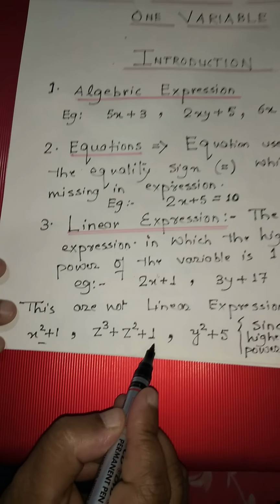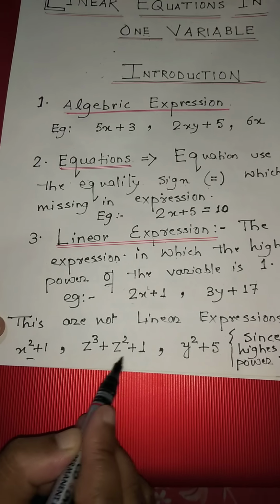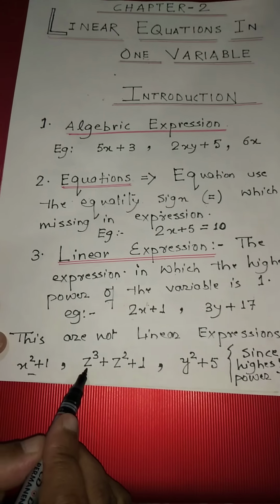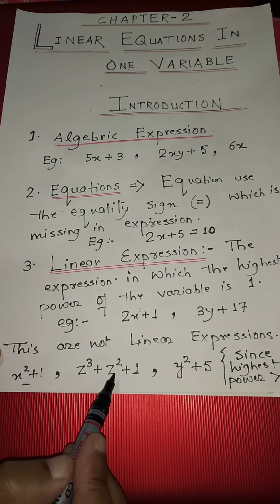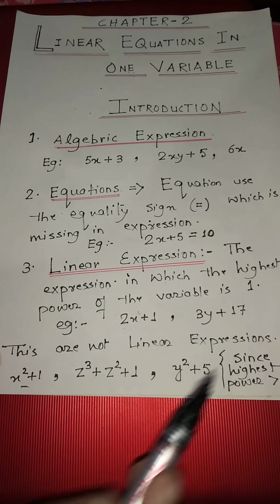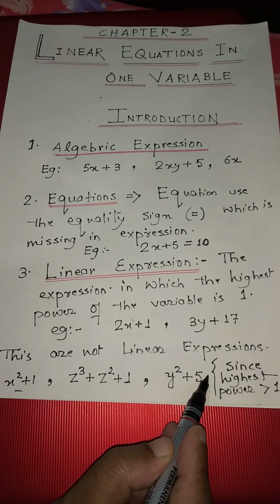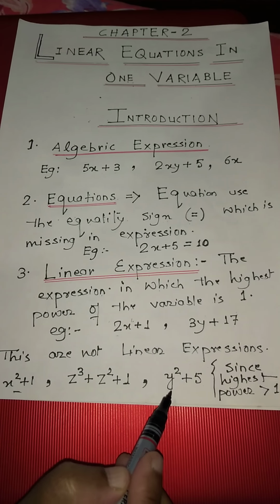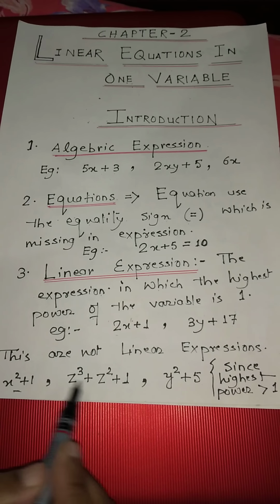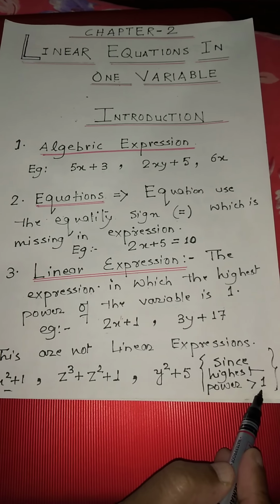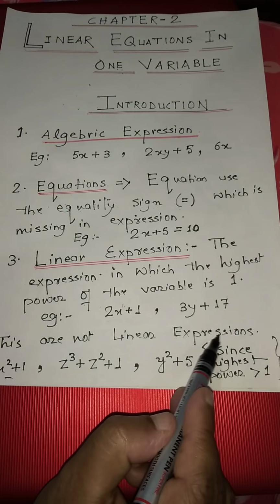What is the next example? z cube plus z square plus 1. What is the variable I've used in this particular expression? z. Now what is the highest power of z? 3, which is again more than 1. So obviously this will also not be considered a linear expression. The third example, y square plus 5. What is the variable in this case? y. And the highest power is 2, which is again more than 1. So in every case, the highest power is more than 1, and that is the reason all these examples are not considered linear expressions.